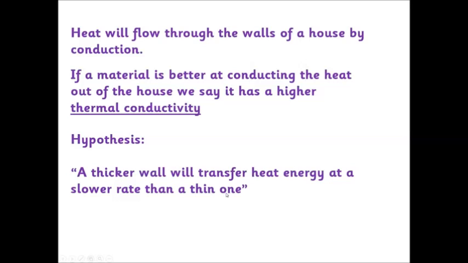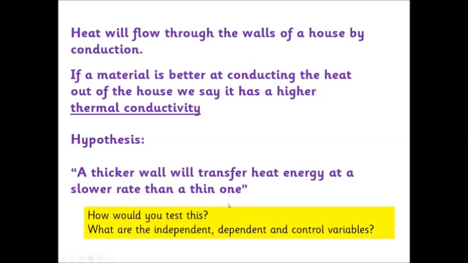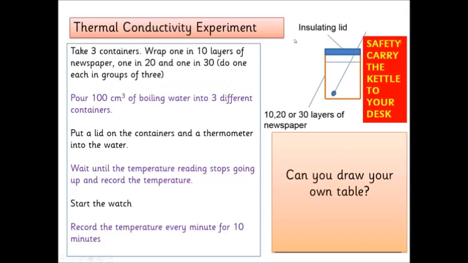Now, to do this, we'd have to come up with an experiment, and the suggested experiment in the lab at school, you've probably done something like this. You've taken 3 containers that are the same, and you wrap one in 10 layers of newspaper, one in 20 and one in 30. We pour the same amount of boiling water into the 3 different containers, so our control variable is the same amount of water. We put a lid on the container to keep as much heat in as possible from evaporation, and we put a thermometer in the water.